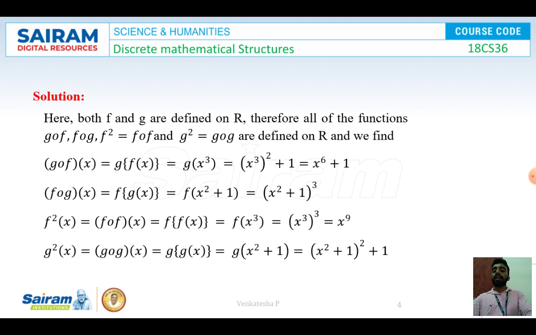Next is g square of x. It will be equal to g o g of x, g of g of x. g of x is x square plus 1. I'll be getting g of x square plus 1. On simplifying this again by using the g of x function, I'll be getting (x square plus 1) whole square plus 1. On simplifying this, I'll be getting x power 4 plus 2x square plus 2 here.